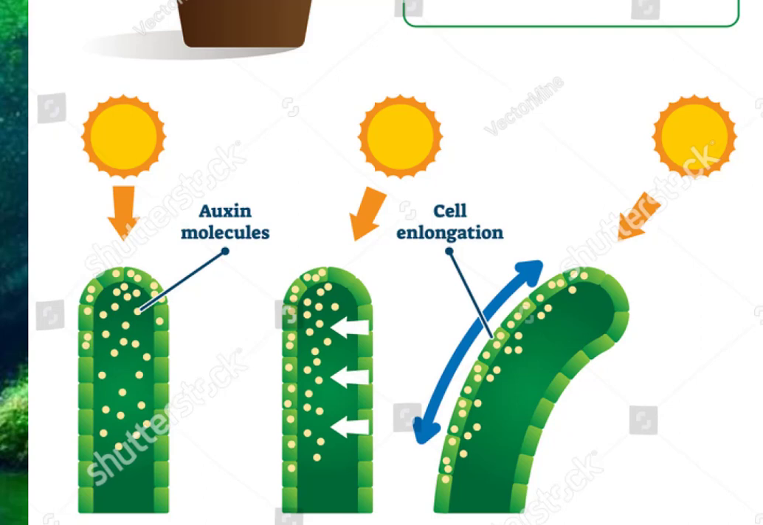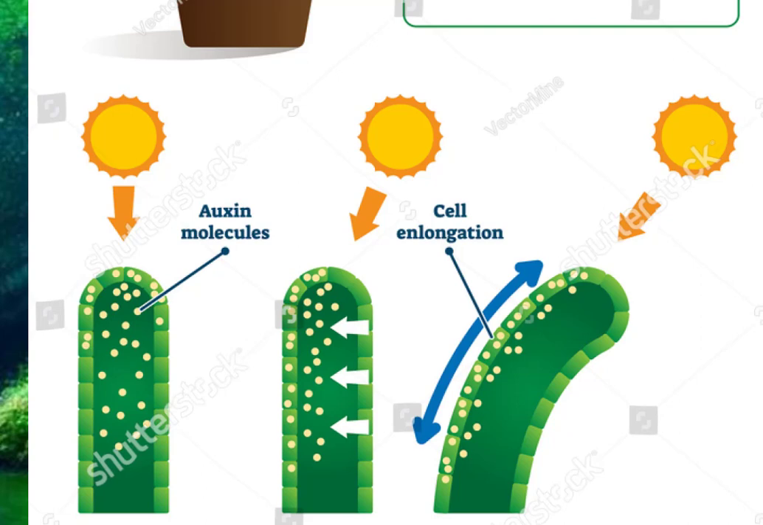In this case, auxins are produced in the shoot tip in response to light and move downwards and away from light to the dark side of the shoot. The auxins stimulate the shoot cells to divide and enlarge, so growth is greatest on the side away from the light. As this side grows more, it causes the shoot to bend towards the light.